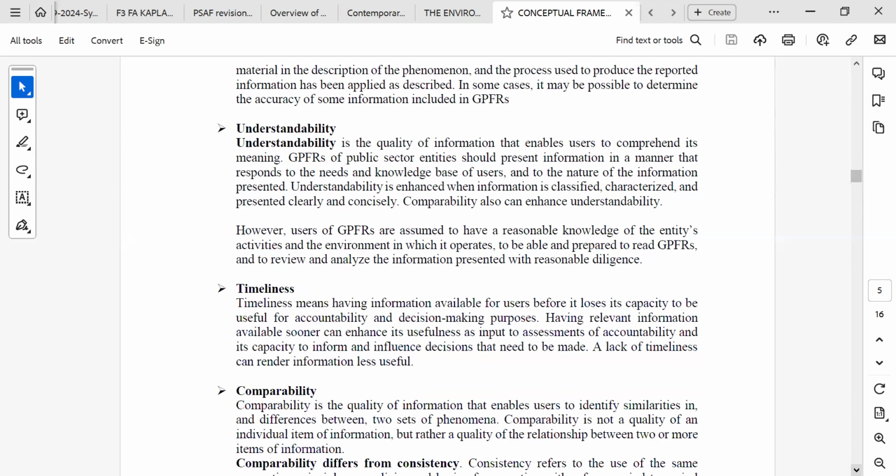Another one is what we call timeliness. What do you mean by that? The timeliness is what? Seniors, the issues with timeliness.